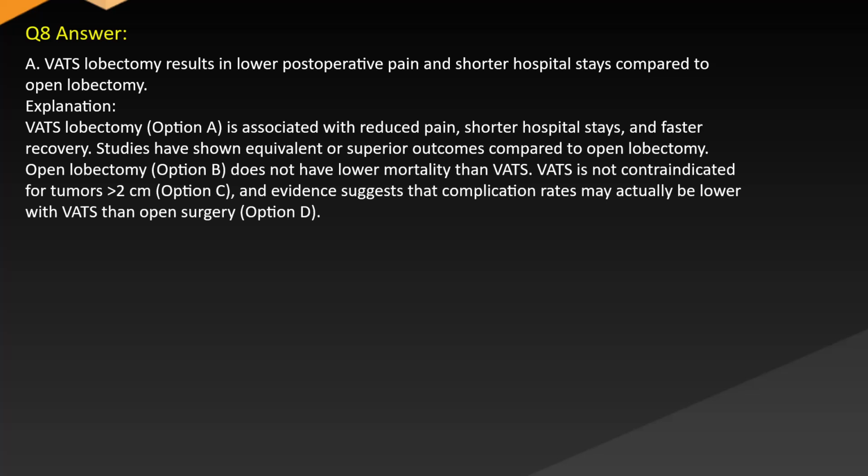Explanation: VATS lobectomy, option A, is associated with reduced pain, shorter hospital stays, and faster recovery. Studies have shown equivalent or superior outcomes compared to open lobectomy. Open lobectomy, option B, does not have lower mortality than VATS. VATS is not contraindicated for tumors over 2 centimeters, option C, and evidence suggests that complication rates may actually be lower with VATS than open surgery, option D.